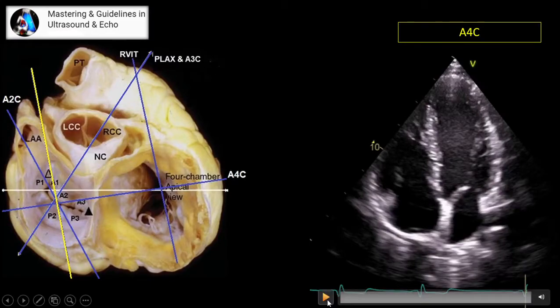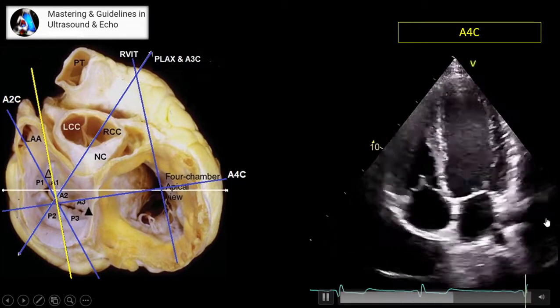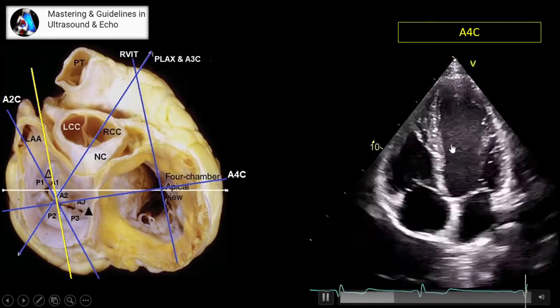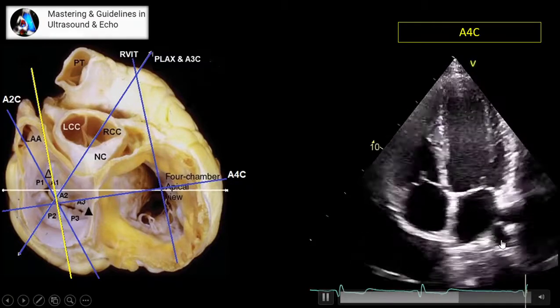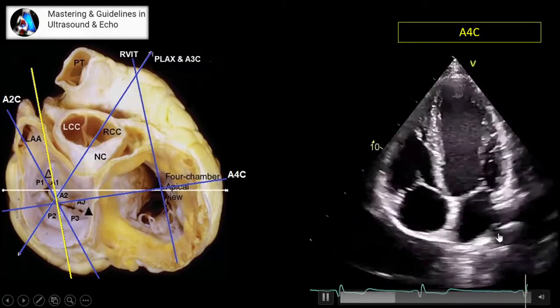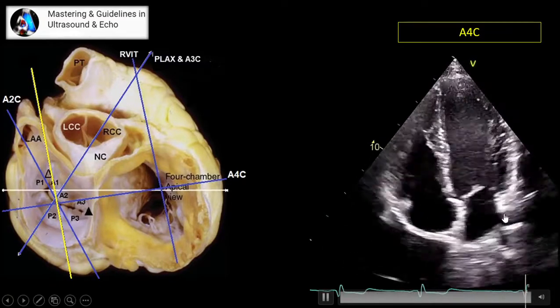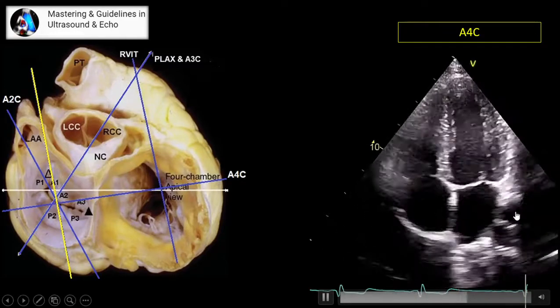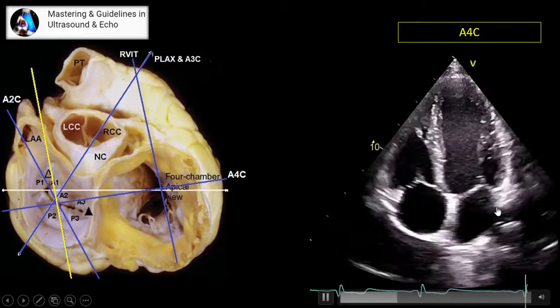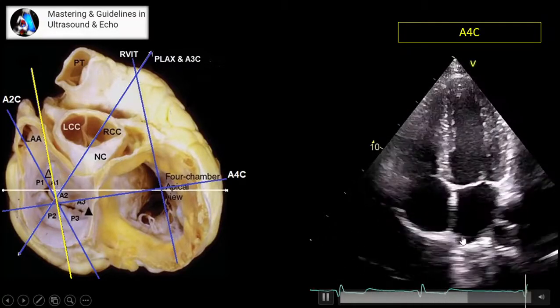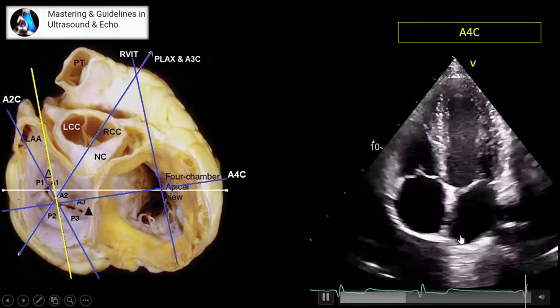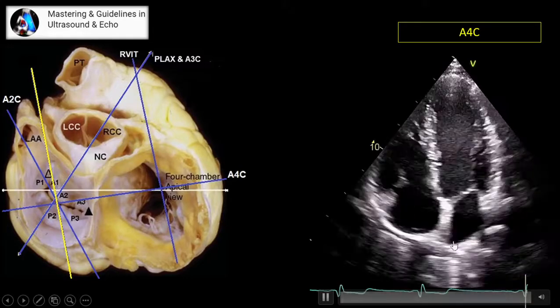Here we have a standard apical 4 chamber view. We have the left ventricle, right ventricle, left atrium, and right atrium. We have the thoracic aorta, some part of the left superior pulmonary vein, and here, if we angle a little more anterior, we can see the right superior pulmonary vein.